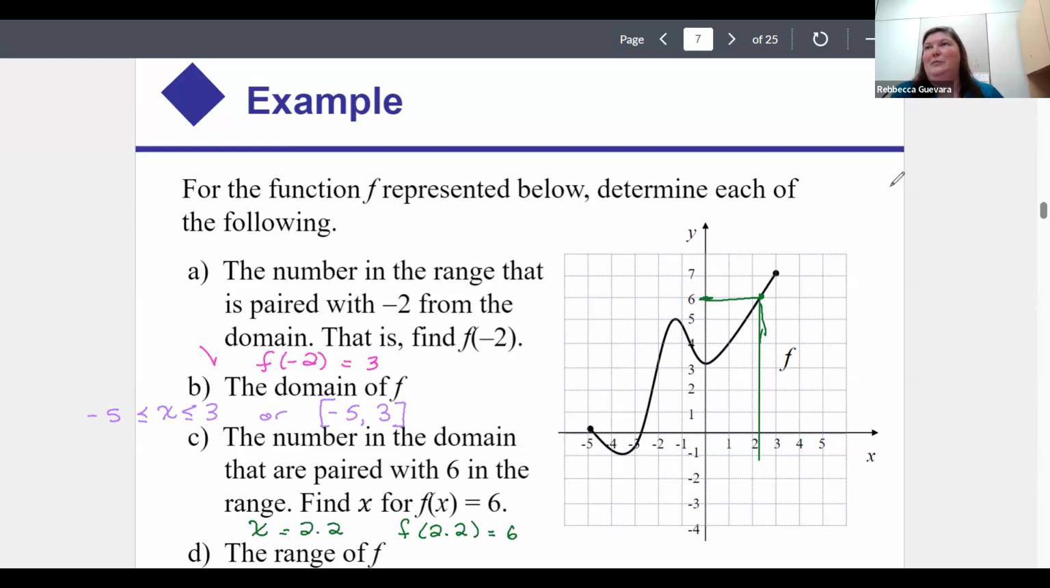Now I'm going to have to put a little bit of the range over here because I ran out of room at the bottom. This is D, looking for the range. So the range is all your y values. When looking for the range, it's kind of the same idea, except now we're trying to go to the y-axis. So all this goes to the y-axis. Sometimes we hit there a couple times, that is fine.